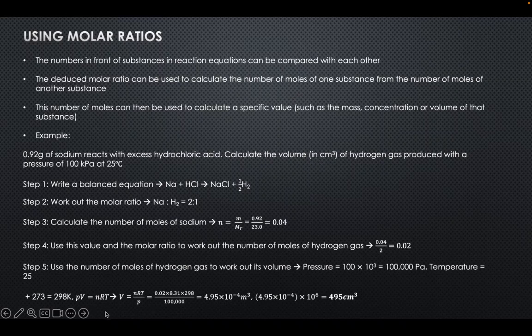The ideal gas equation gives us our volume in meters cubed. So to convert from meters cubed to centimeters cubed, we're going to times our value by 10 to the 6, which gives us a final answer of 495 centimeters cubed.